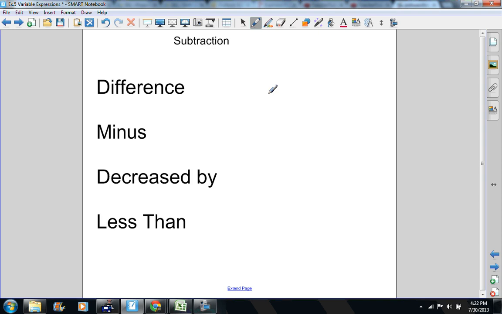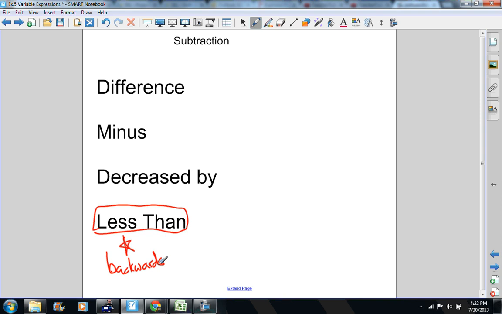Subtraction: difference, minus, decreased by, and less than. The key one here, and you need to put a giant star next to it, is this one, less than. It's backwards. Okay, and I'll tell you that I, as a teacher, get this wrong about 90% of the time because that trick just throws me off. So I'm trying to give you a head start.